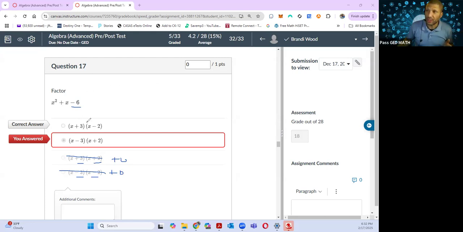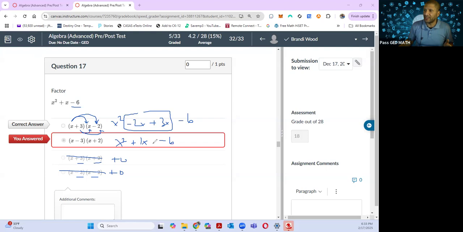So just being able to multiply binomials. X times x is x squared. X times minus 2 is minus 2x. 3 times x is a positive 3x. 3 times minus 2 is a minus 6. We can combine like terms here. X squared, 3 minus 2 is 1.